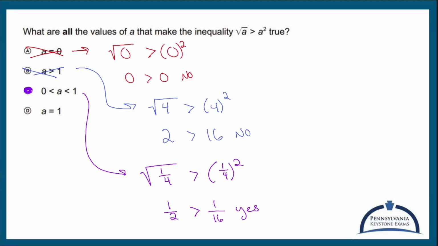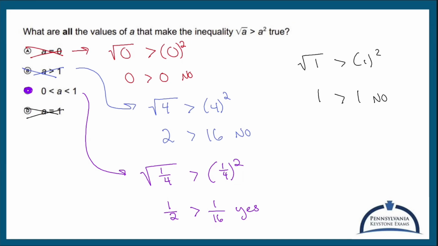Now, if you were paranoid and you wanted to test out D, let's quick test out D. The square root of 1 is greater than 1 squared. The square root of 1 is 1. 1 squared is 1. Is 1 greater than 1? No. So D didn't work anyway. So the answer is going to be C.